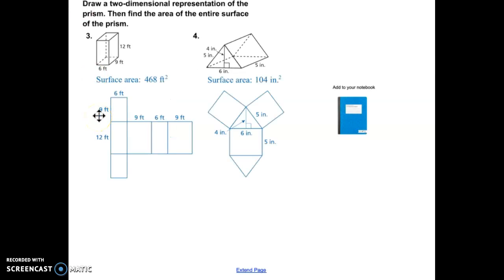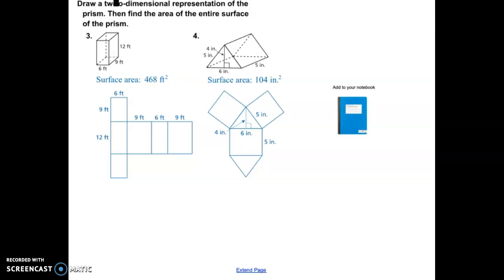All right, here we go. So we drew these out. We find the area of each of these sides separately, and then we can add them all together. And when we add them all together, we then will have the surface area.